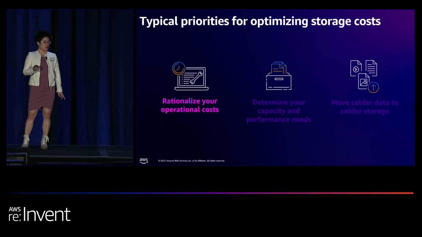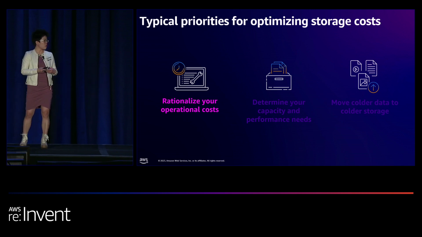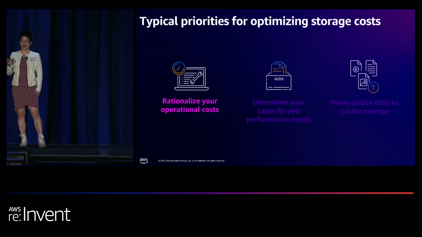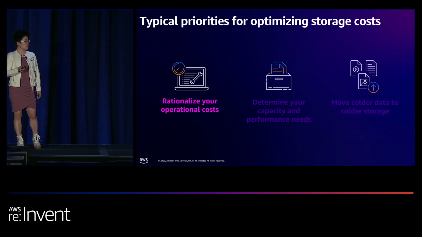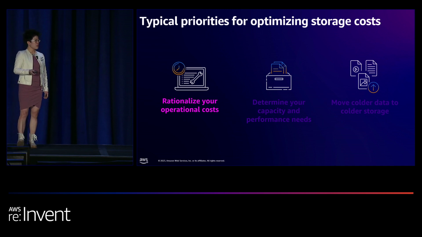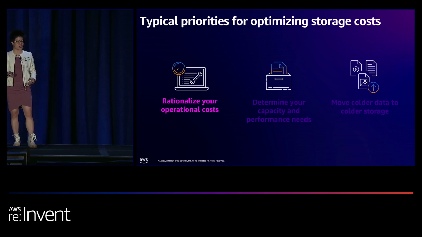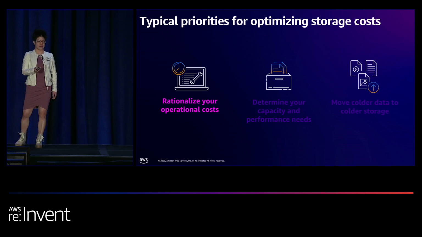So the typical priorities that we've seen with rationalizing your operational costs are a combination of efficient resource management, technology upgrades, and strategic planning to align storage infrastructure with actual business needs. The other thing that you're going to have to get behind is the regular reviews and adjustments that will be required in order to ensure your infrastructure remains cost effective.